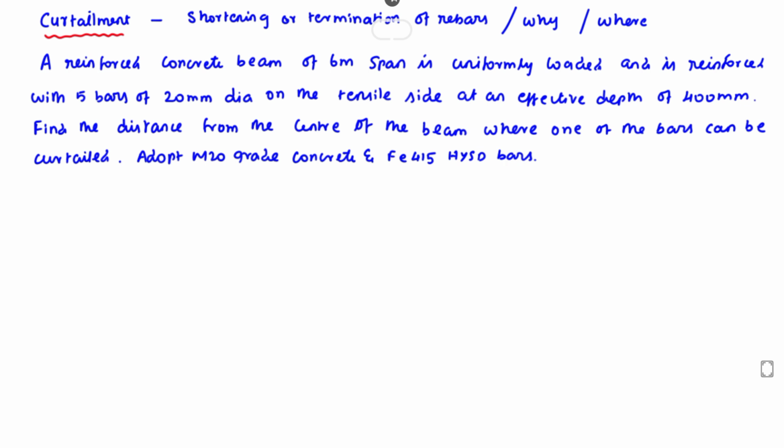In a simply supported beam with uniform loading, the maximum bending moment occurs at the center of the span. So the tensile steel required is 100% at the center. It can be reduced at the supports, because at the supports the bending moment is zero. So we can reduce the tensile reinforcement at the supports. But we have to ensure the bond strength.